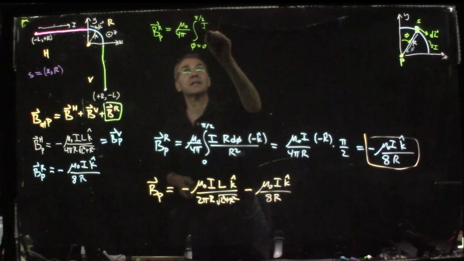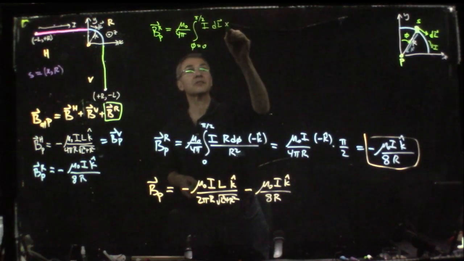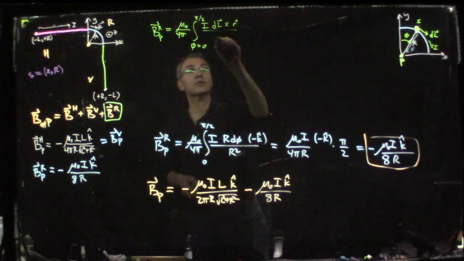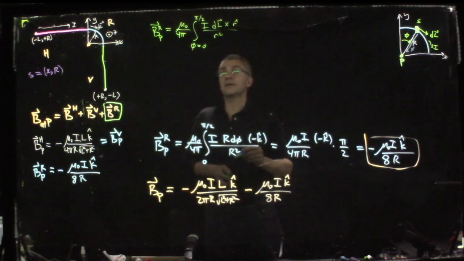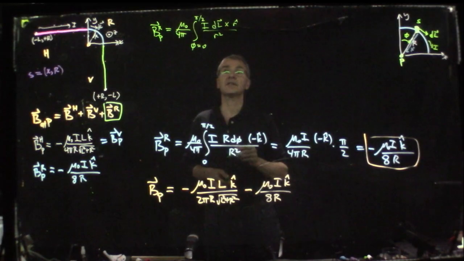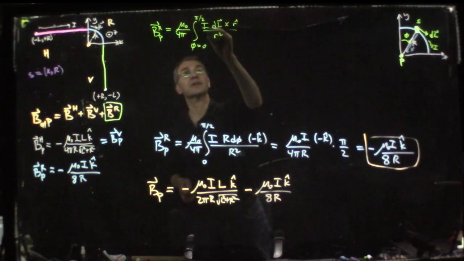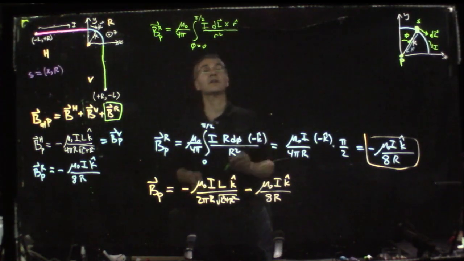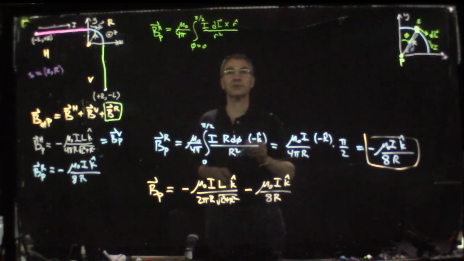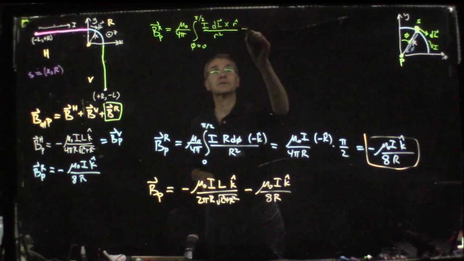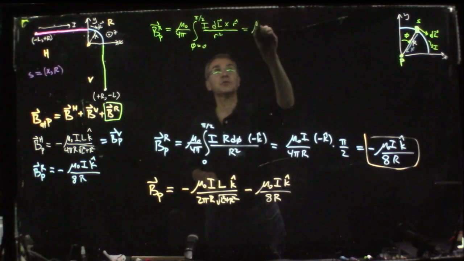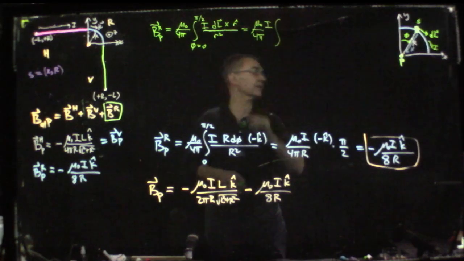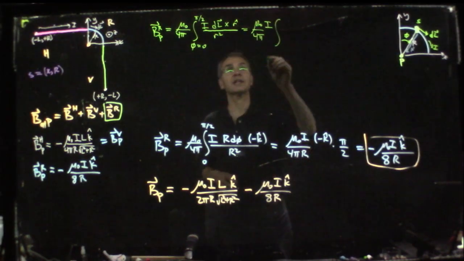So then I want I dl cross r hat over r squared. This time I really am going to write the unit vector r hat instead of a vector r. So here's mu naught over 4 pi. I can pull out the constant I, and then I'm going to integrate.